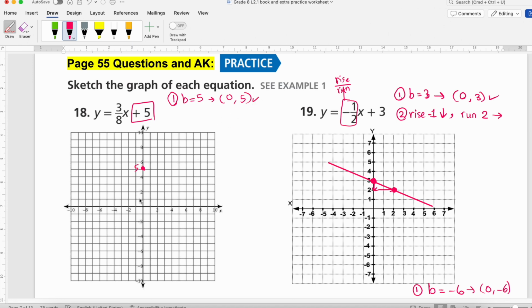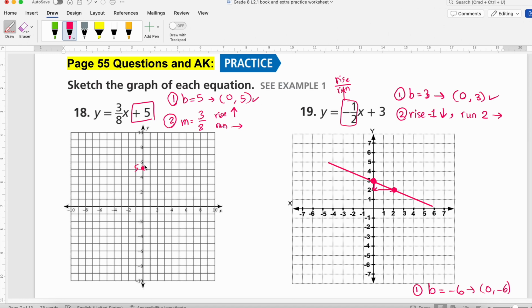To draw any line, you need to find 2 points. I found the first one. Step number 2. From your point, go by m. My m is 3 over 8, which is rise over run. Rise is 3, positive, so I have to go 3 up. Run is 8, positive, so I have to run 8 to the right from this point.